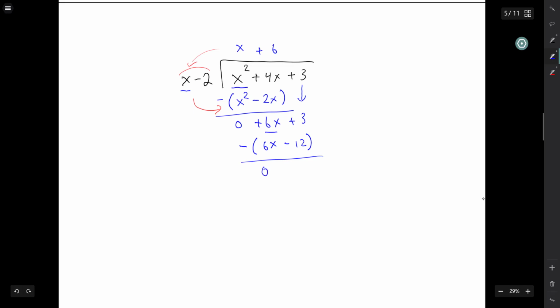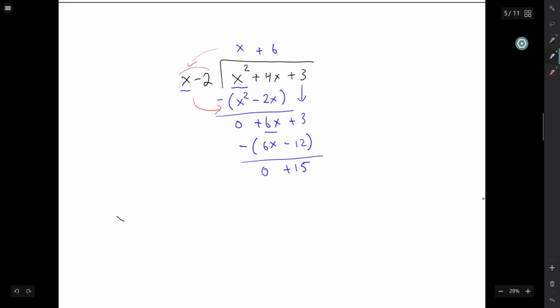So we get 0 there. And we have 3 plus 12, giving us 15 as the leftover. And I can't get 15 out of an x because I don't want to deal with any kind of weird fractional variable things, because I want to stay in the land of polynomials.